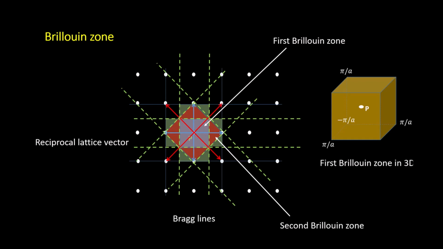In 3 dimensions, the first Brillouin zone is the volume enclosed by a cube formed by Bragg planes to nearest neighbors and centered around this point P. We had seen in the previous class that the reciprocal lattice to a simple cubic lattice is a simple cubic lattice itself with lattice constant 2π/a. Therefore, the first Brillouin zone for a simple cubic lattice is the volume enclosed by a cube with sides from −π/a to +π/a.